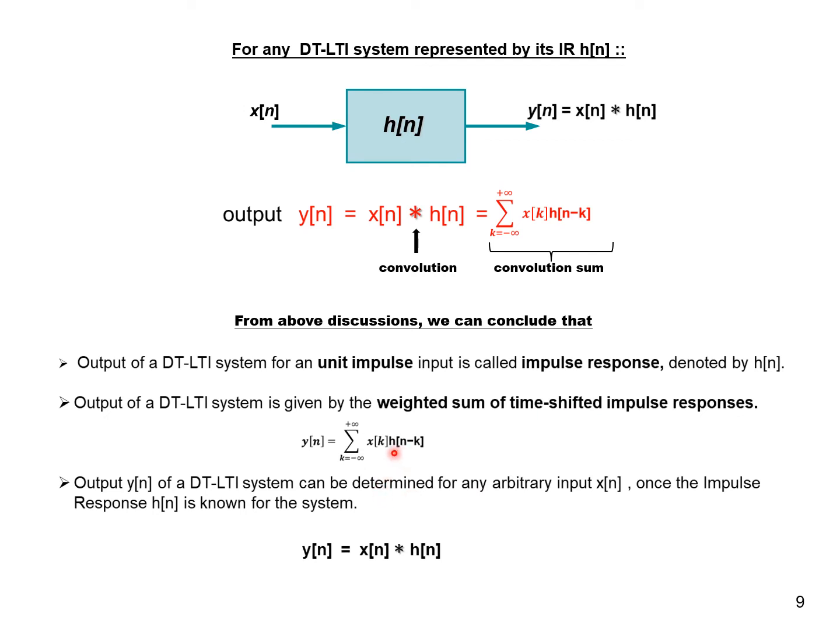See, it is a time-shifted impulse response, no? The weighted sum of time-shifted impulse responses is nothing but the output of the system. Output y of n of a DT-LTI system can be determined for any arbitrary input x of n once the impulse response h of n is known for the system, by using this formula, convolution. That is, y of n is equal to x of n convolution h of n, which is expanded into the formula over here.